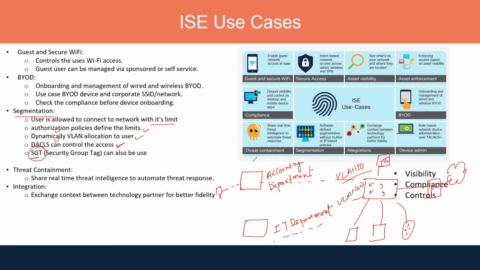And the same segmentation can be done with SD-WAN as well. SD-WAN creates different VPN groups. So that's how. Okay, that is clear for me.